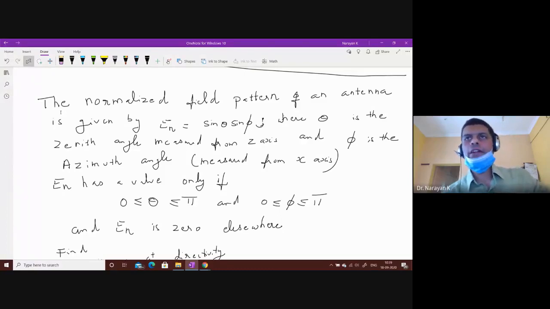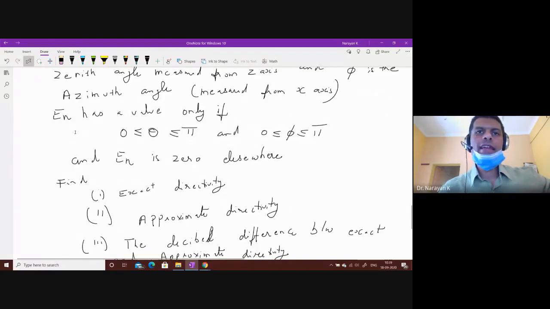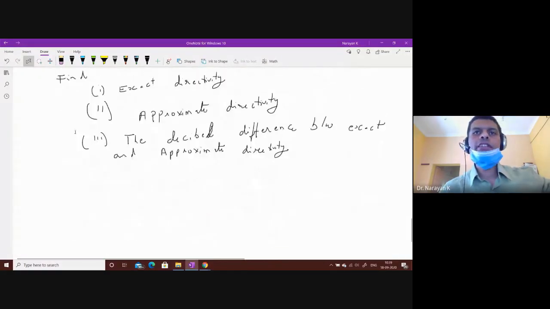The normalized field pattern of an antenna is given by E_n equals sin theta sin phi, where theta is the zenith angle measured from the z-axis and phi is the azimuth angle measured from the x-axis. E_n has a value only if 0 is less than or equal to theta less than or equal to pi and 0 is less than or equal to phi less than or equal to pi, where E_n is 0 elsewhere. So find the exact directivity, the approximate directivity, and the decibel difference between these two.